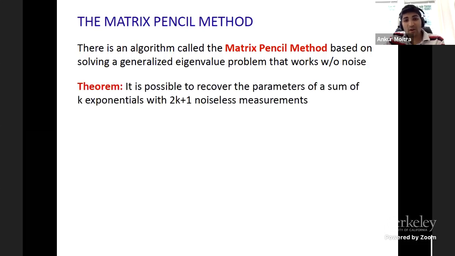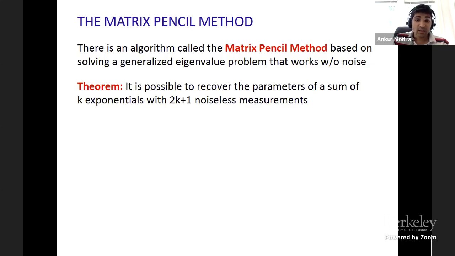So the basic theorem for the matrix pencil method is that when you have a sum of k exponentials, it turns out that you can evaluate that sum at any 2k plus 1 locations, provided you do it noiselessly. And there is an efficient algorithm to perfectly recover the parameters of the exponentials. You get the mixing weights and what actually shows up in the exponent.